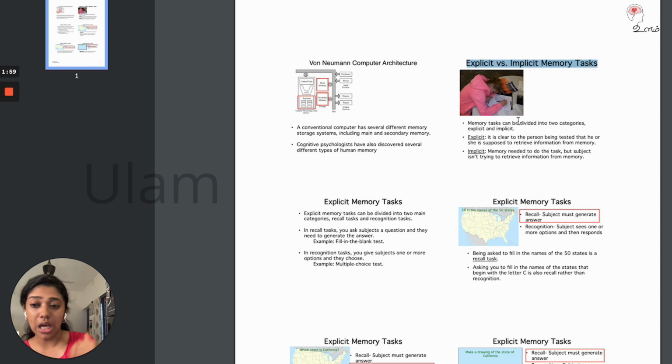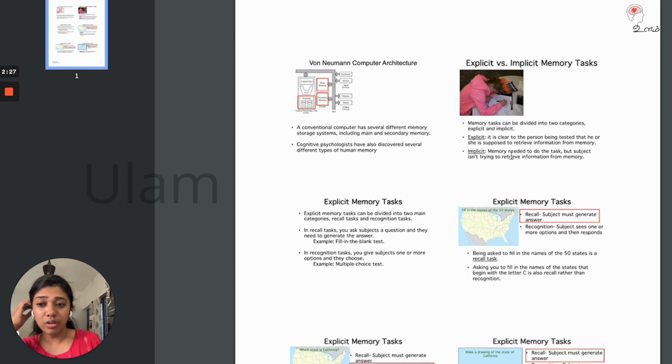So let's look at how we are retrieving from long-term memory in this video. When you look at memory tasks, they are of two types, the explicit and the implicit memory task. In an explicit memory task, it is clear to the person being tested that they're supposed to remember it and retrieve it from memory. Whereas implicit is where memory is needed to do the task, but you're not exactly trying to retrieve the same information.